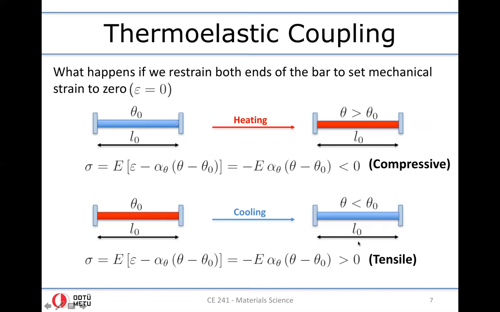Therefore, tensile stresses will develop because the bar will tend to shrink. But since you don't allow it to shrink, you have to pull it, just to force it to stay at the same length. So you have to apply tensile stress that is represented in this expression. This is positive because theta is smaller than θ0 in this case. Therefore, two negative signs make the stress positive.